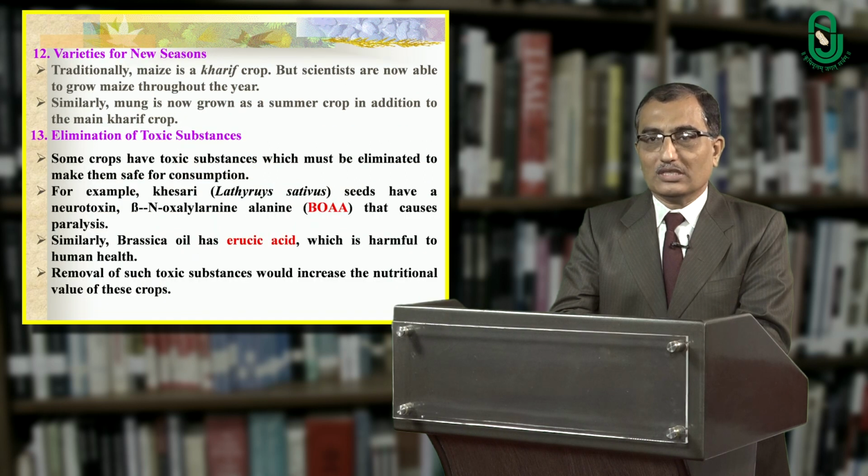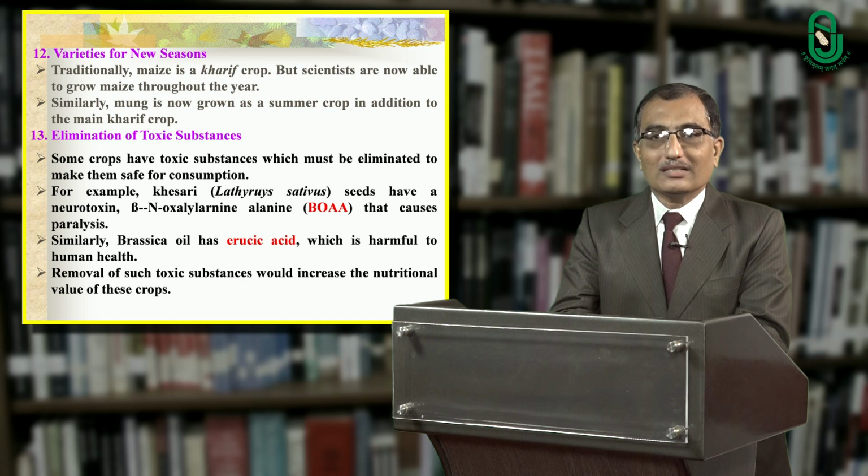Variety for new seasons is a very important objective nowadays. Traditionally maize is a kharif crop, but scientists have now made it possible to grow it throughout the year. Similarly, that can happen in the case of pearl millet also. Mung is also grown as a summer crop in addition to the main kharif crops.